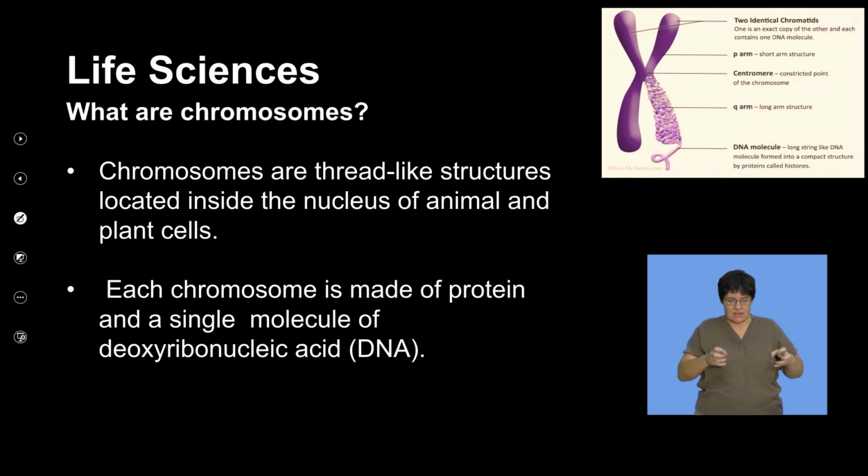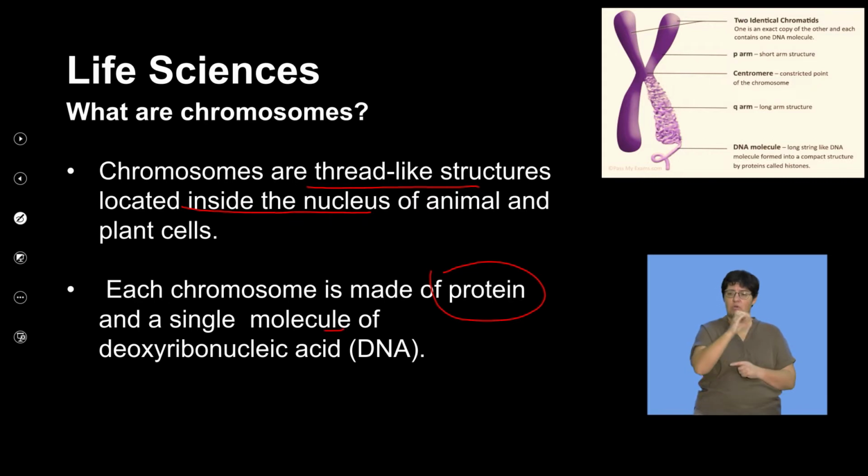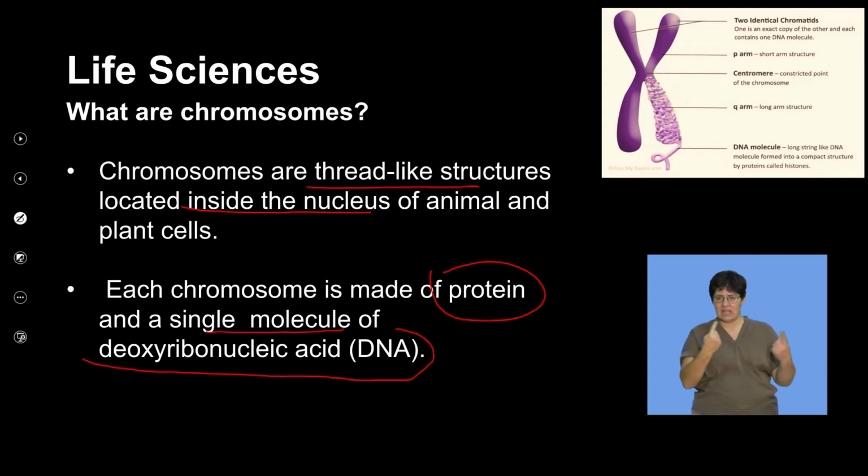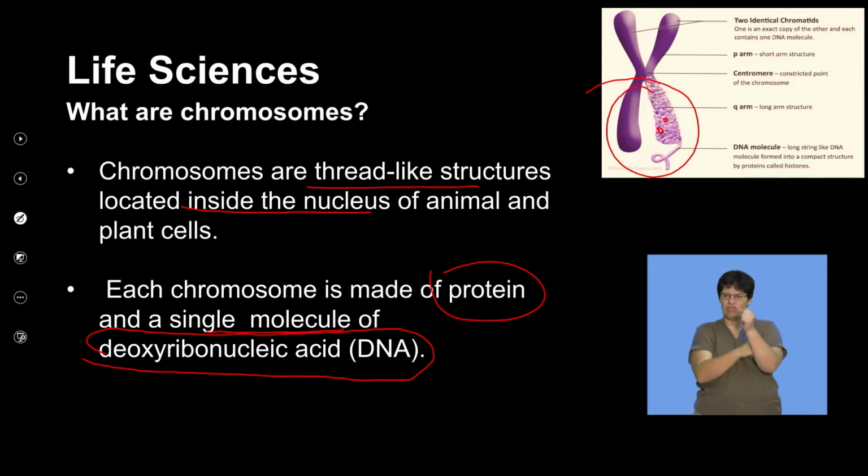So these are thread-like structures that are located inside the nucleus of animal and plant cells. Each chromosome is made up of protein and a single molecule of deoxyribonucleic acid. So it contains these histone proteins, as you see here, that are wrapped around some structural proteins on the core of this chromosome.